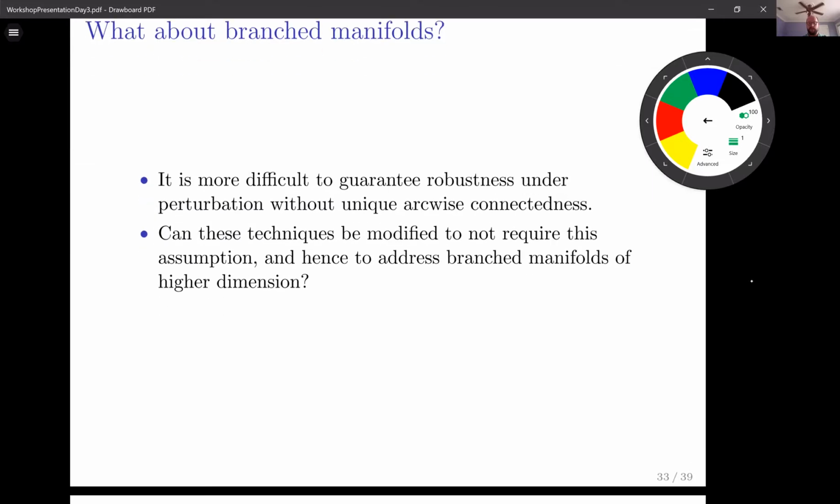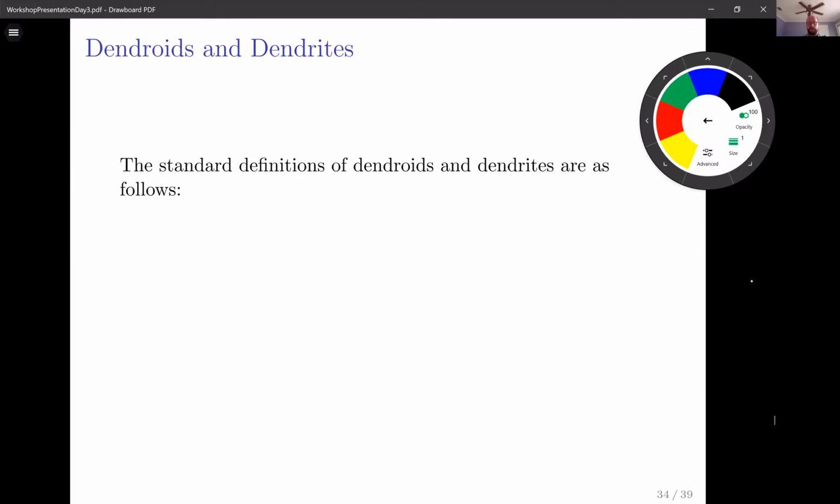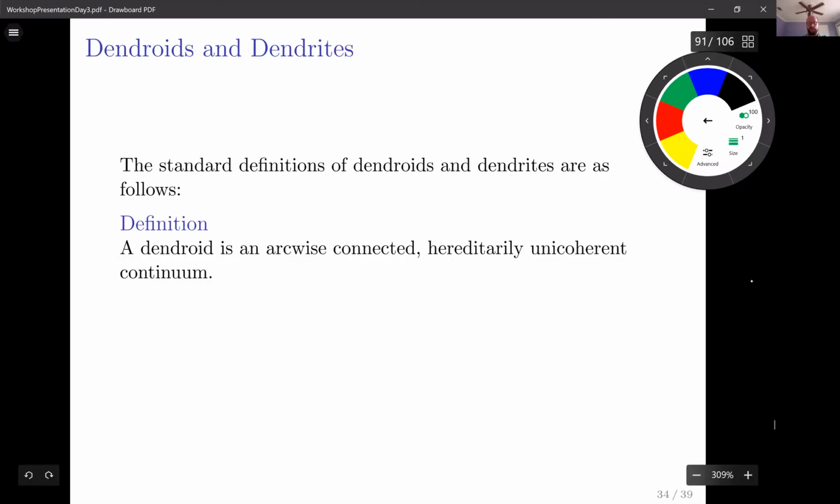So a result very recent that I've been working on, and it's under revision at the moment, concerns a generalization of the notion of a dendrite. All right, so I have about 10 minutes here, so we're just going to get started on this. If you dig back into the history of continuum theory, there are two competing things. They're called dendroids and dendrites. If you read Nadler's continuum theory book, we see that a dendroid is defined to be an arcwise connected, hereditarily unicoherent continuum.